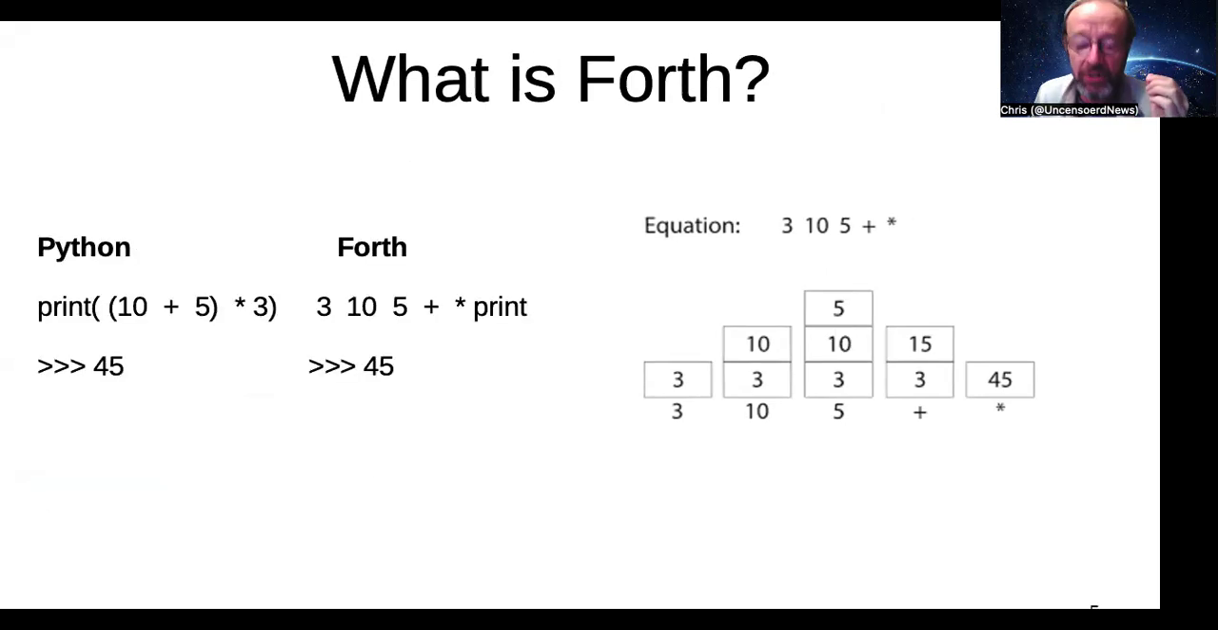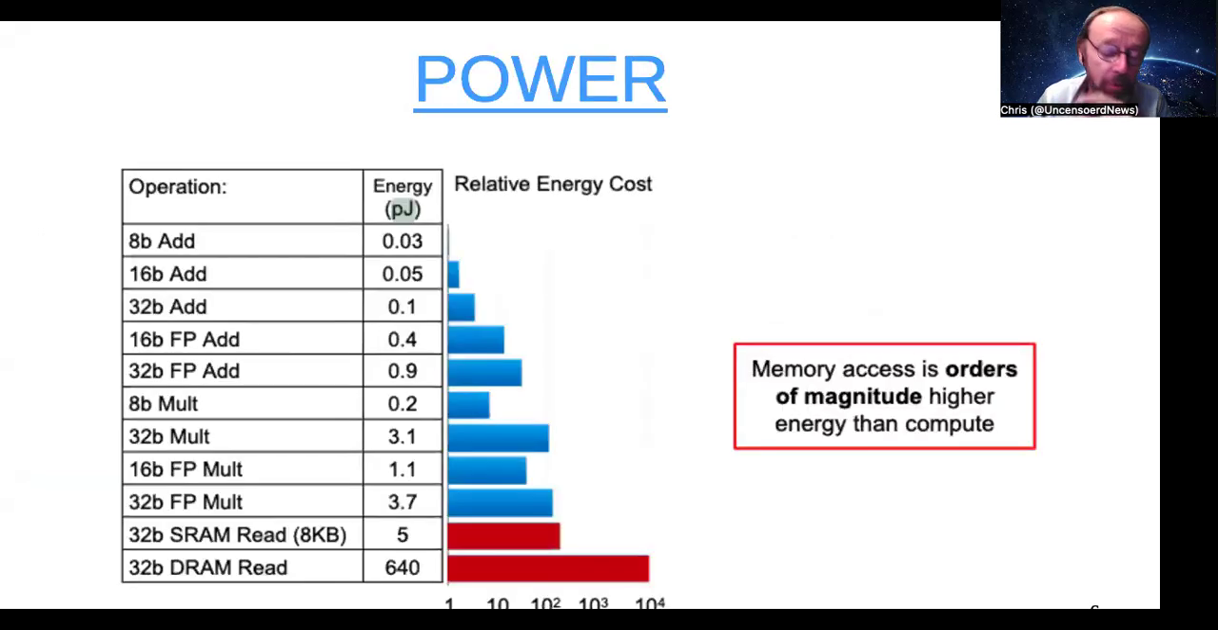There's actually a language optimized for a stack-based computer called Forth. So in Forth, you type 3, 10, 5 plus times print, typically dot for print. It's an interpreted language, so that does the same thing, gives you the 45. Why would we be interested in Forth? Well, because of the power issues.